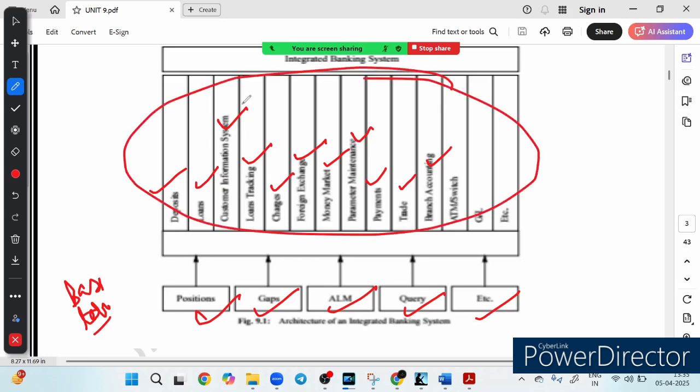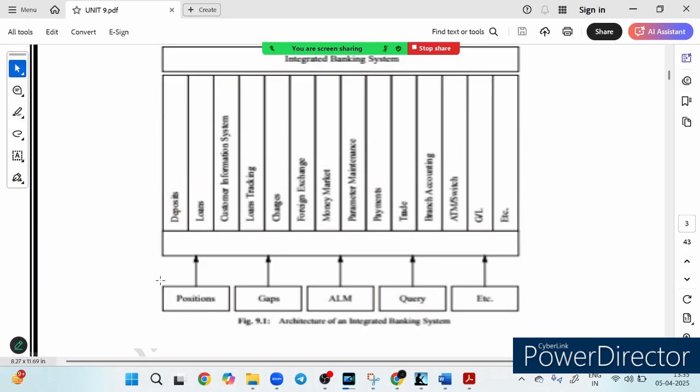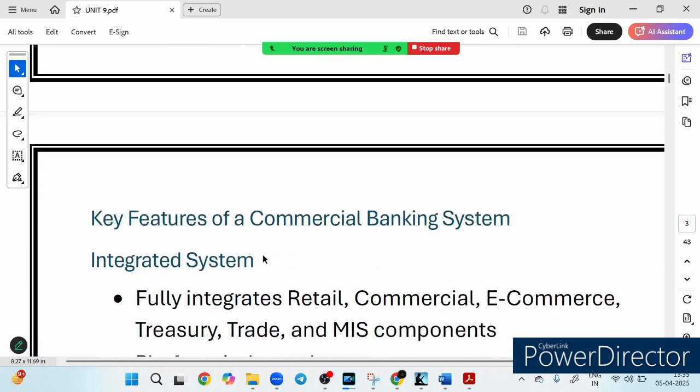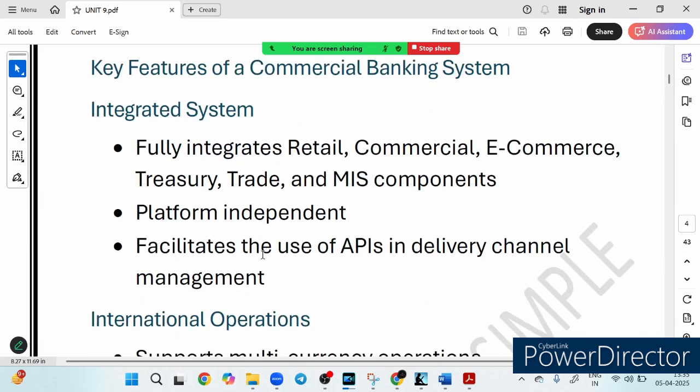So this architecture ensures that your balance updates instantly, your EMI is deducted smoothly, and even foreign exchange transactions settle accurately, all in real time. Pretty cool, right? This is exactly the kind of back-end system that powers modern banking, and understanding it will give you a huge edge in the CIB examination. Now friends, let's see the key features of the CBS, commercial banking system.